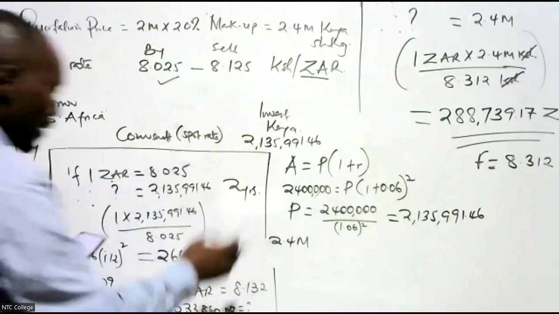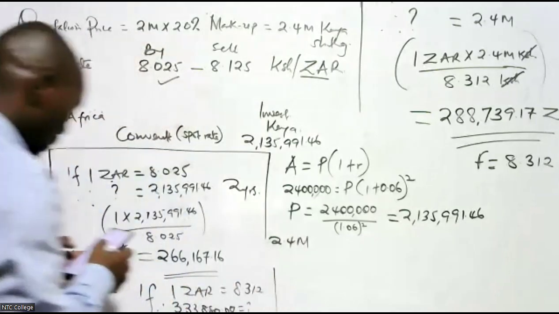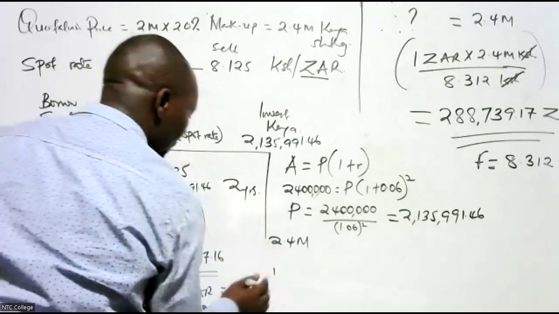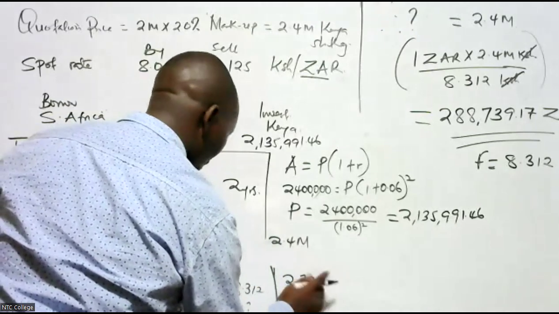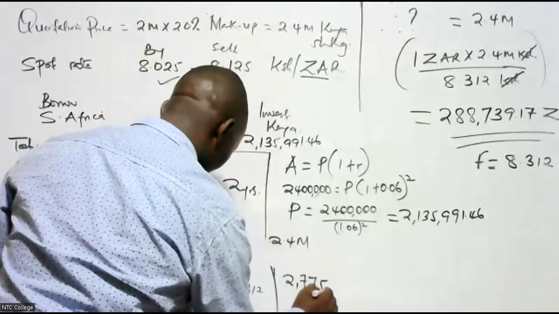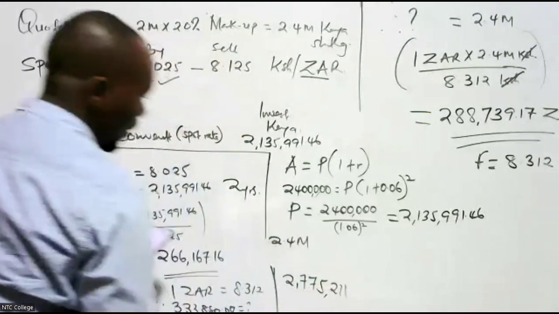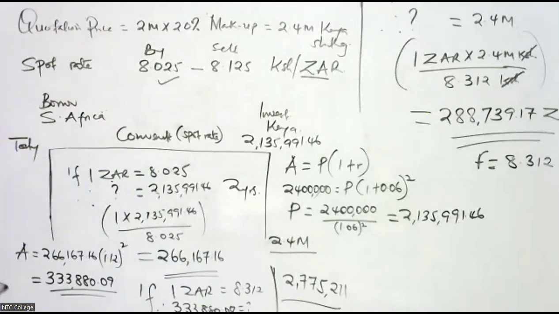No, it is not 132, it's 312. So I'm going to pay a total of 2.79, no, 779, sorry, 775.211. So I'm going to pay 2.7 million instead of, and I receive 2.4. So it is not economical in any way. Are you getting one? It is 2.71.